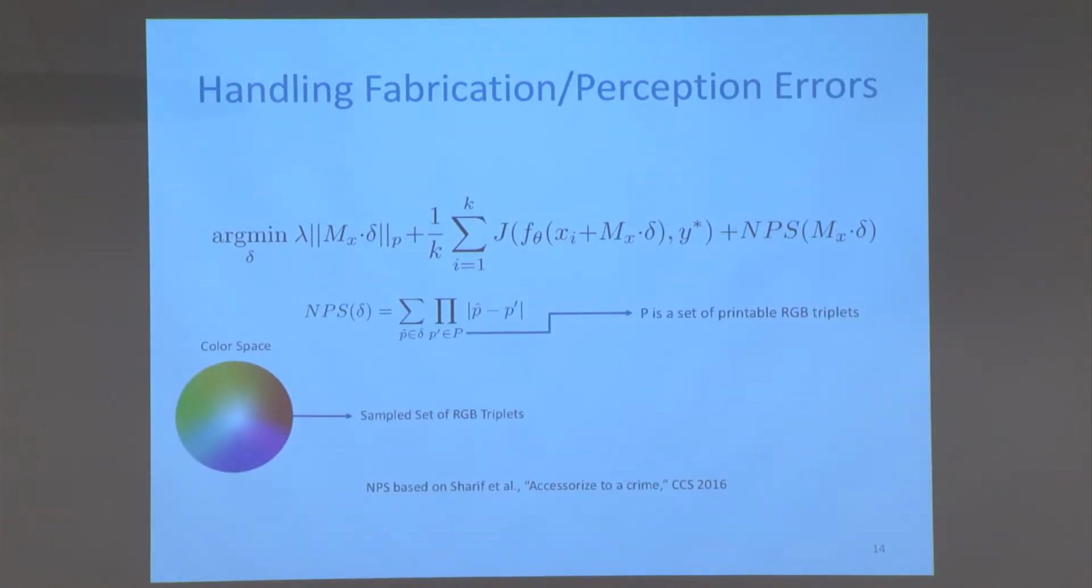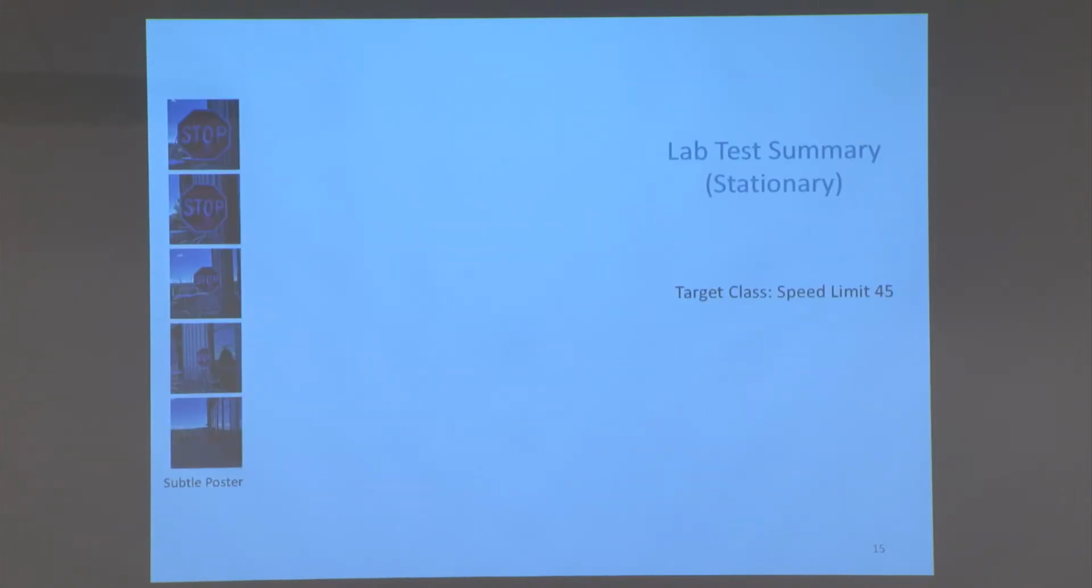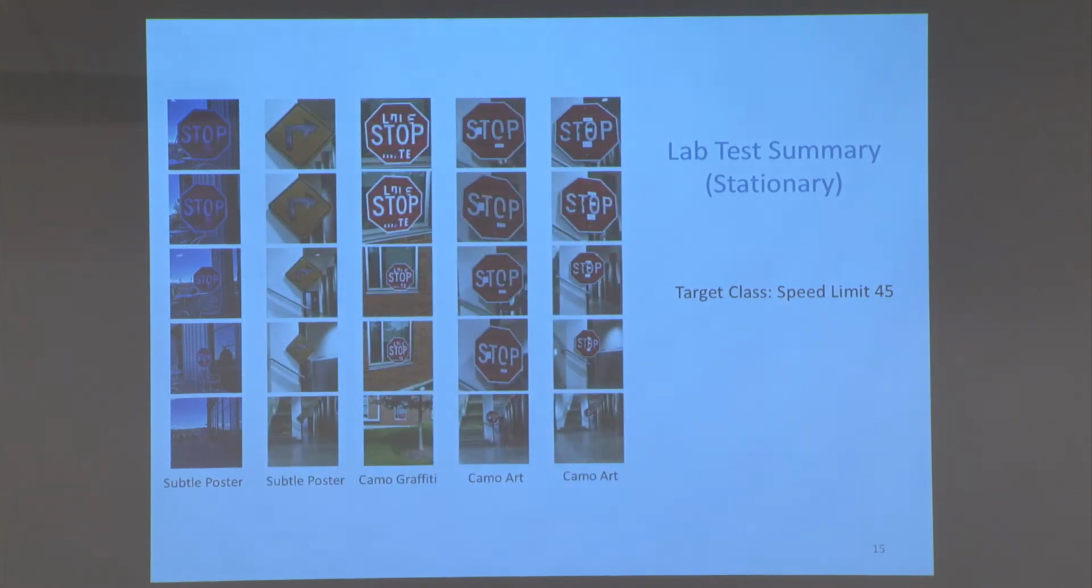And the last challenge is fabrication error. So basically, there is a more general loss here, the NPS loss, that you can use to minimize the distance between the printable vector P prime here and the desired vector P hat, so that by minimizing these two, you will be able to make sure the generated color or generated perturbation will be as close as possible to what you can get in the real world. So by solving these several challenges together, we will see what we can get in a static experiment.